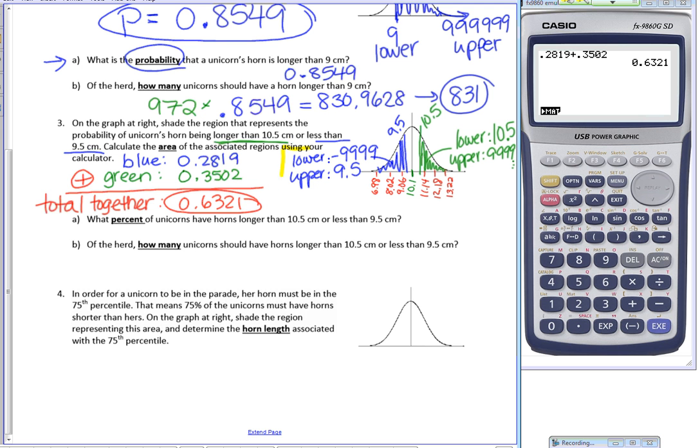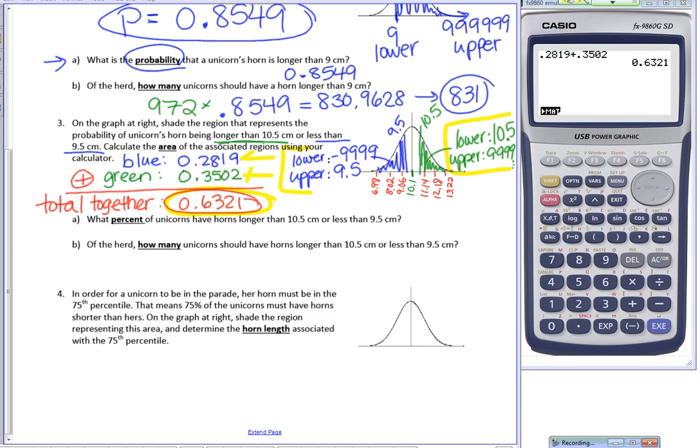So for the blue one, I used a lower of negative 9999999 and an upper of 9.5. And that gave me my probability of 0.2819. And then for my green one, I used a lower of 10.5 and an upper of a whole bunch of 9s. And that gave me 0.3502. And I added them together for a total probability or area of 0.6321.